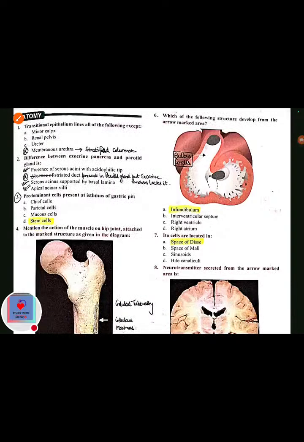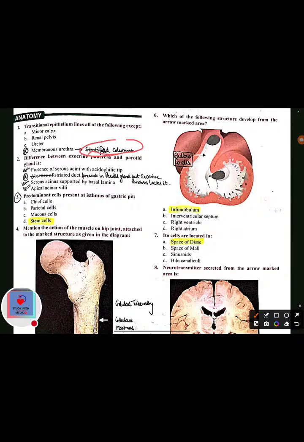Because the membranous urethra is lined by stratified columnar epithelium. But all the others, like renal pelvis, minor calyx, ureter, are lined by the transitional epithelium.